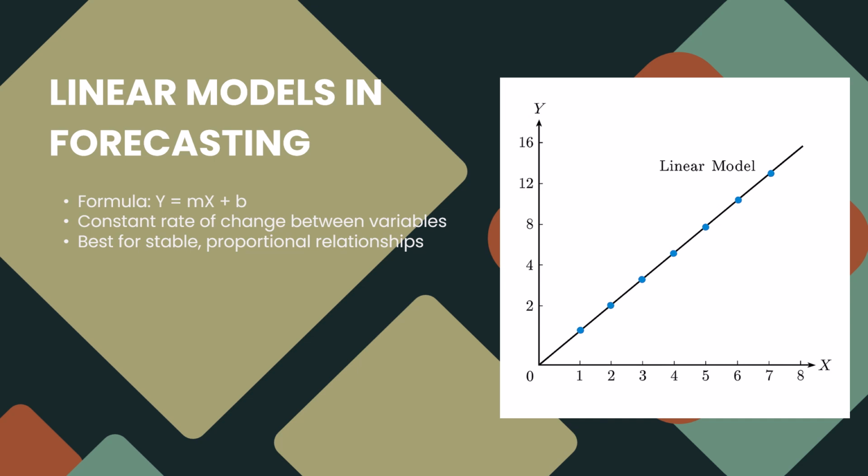In Excel, you can use the linear function or function, or insert a scatter plot with a trend line, then check the display equation on chart option to see the linear model. You can also calculate the slope using equals SLOPE, open bracket y range comma x range, close bracket, and intercept using equals INTERCEPT, open bracket y range comma x range close bracket.